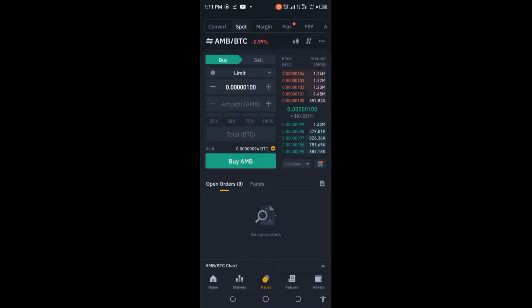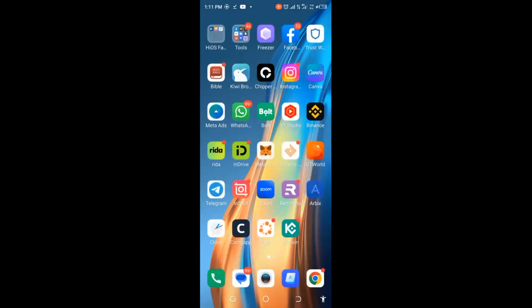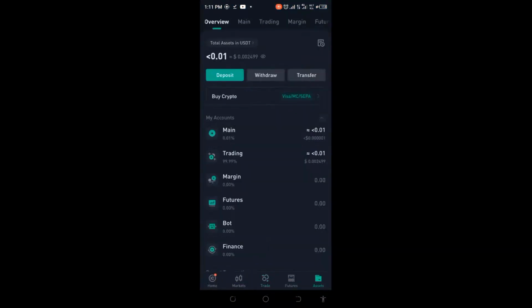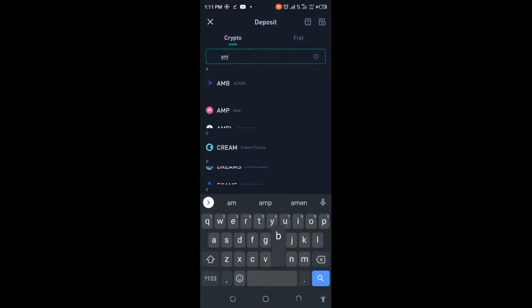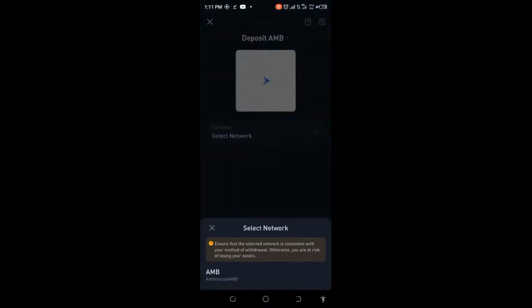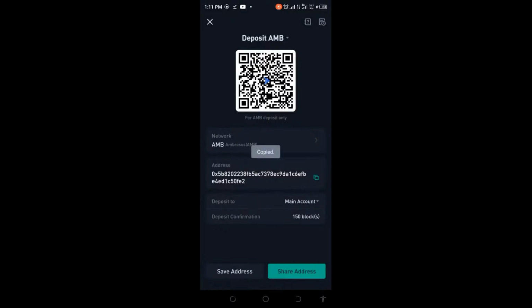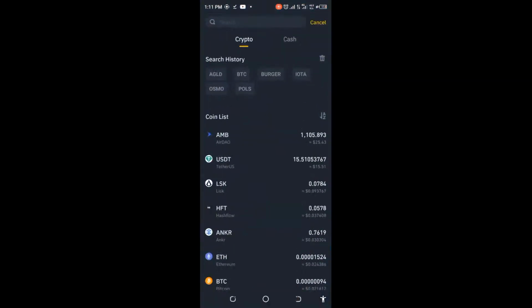So what we're going to do is go to withdraw. Once we've gone to withdraw, we're just going to get the deposit address from KuCoin. So what's the deposit address? Let's go there, deposit, and we put the AMB there, then we'll copy it. Yeah, that's it. We're just going to have to copy the address. You just see it's AMB, and then make sure it's the same network as the one that you're sending from.